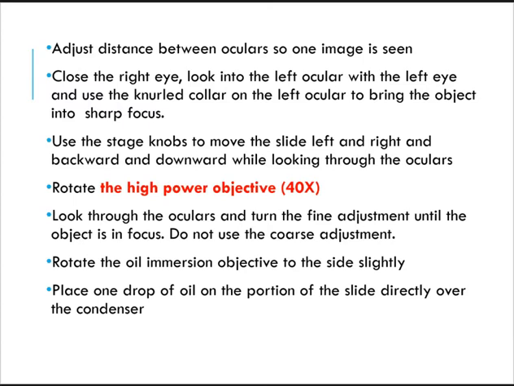Okay. Now close the right eye, look into the left ocular with the left eye, and use the knurled collar on the left to bring the object into sharp focus. Use the stage knobs to move the slide left or right, backward and forward, and then rotate to the HPO. Look through the oculars and turn the fine adjustment knob until the object is in focus. So when you use the fine adjustment knob and the image is already sharpened, do not use your coarse adjustment knob anymore because the slide will break or the lens will break. Any of the two will happen.